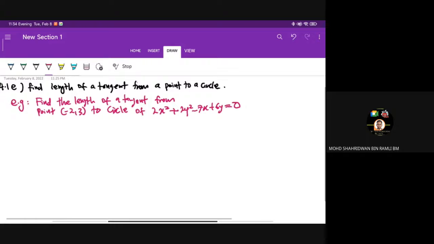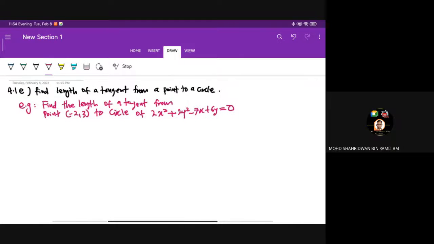Okay, class, this is our last learning objective, the fifth learning objective of a circle. Find the length of a tangent from a point to a circle. When you watch the video or refer to your notes, you will know that.